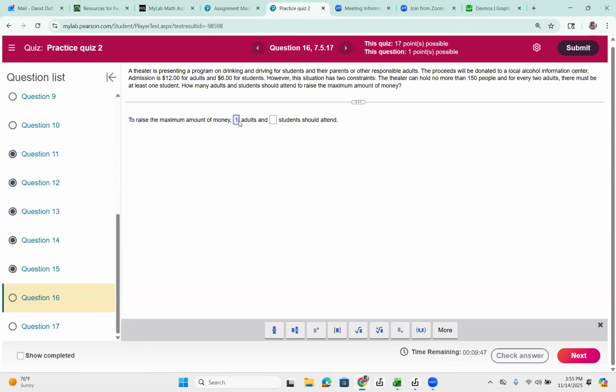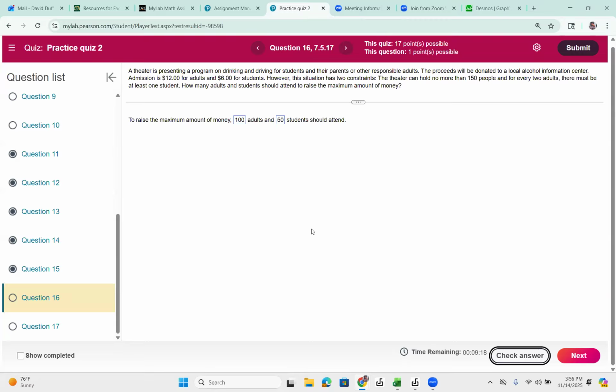Now, I'm going to say one more thing that might be a game changer. Who's paying more, adults or students? Adults. Okay? So maximizing the number of adults is going to maximize the amount of revenue, right? There's got to be at least 2 adults to every 1 student. What do you think the number is going to be?